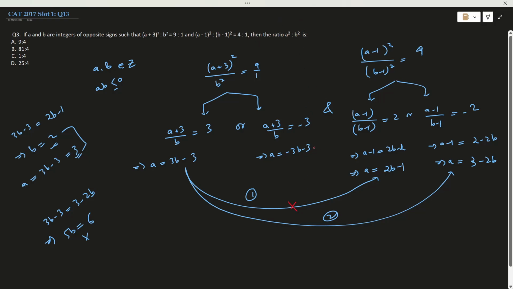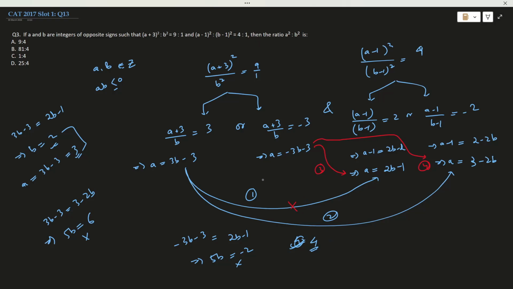Third case, solve this and this. This is the third case. This is the fourth case. Let's solve the third case. Third case is that a is 3b minus 3, right? And a is 2b minus 1. So 5b will be equal to minus 2. Not possible. The third case is gone. That definitely fourth case will be correct. Alright. Without even solving, I can say fourth case must be true. Alright. What is the fourth case?